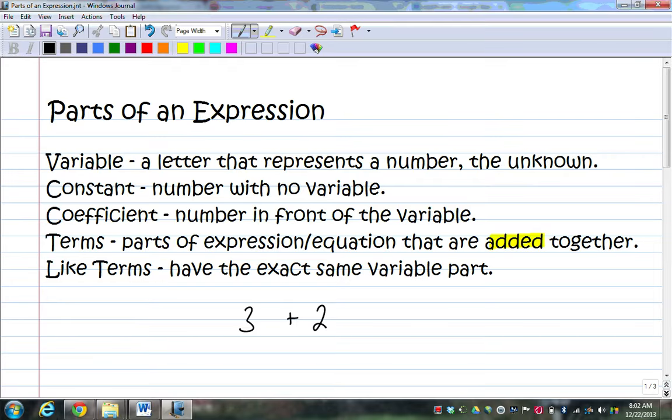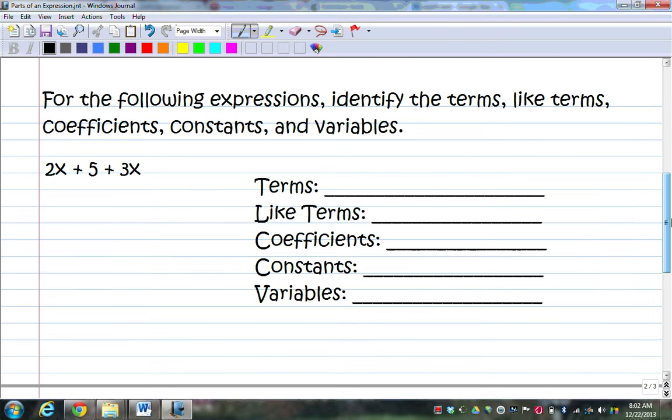Okay? Let's move on and try a sample, shall we? Sample. For the following expressions, I need you to identify the terms, the like terms, coefficients, constants, and variables. If you want to pause the video right now, write this down and try and do this yourself, that would be wonderful. All right, first, the terms.